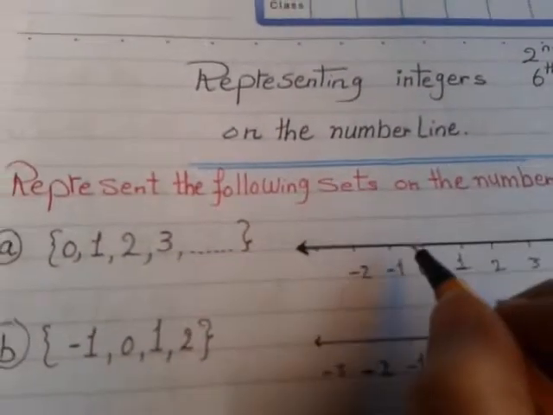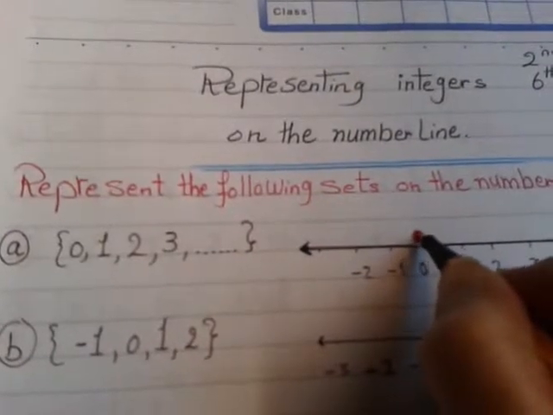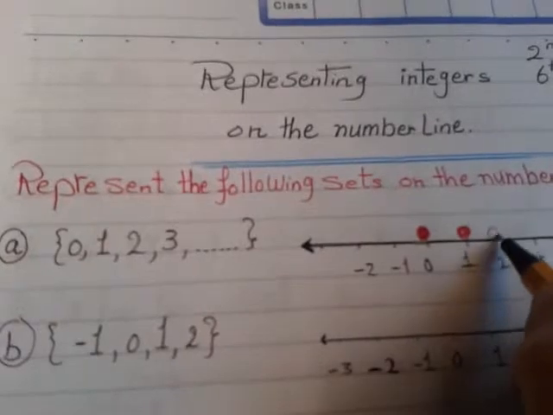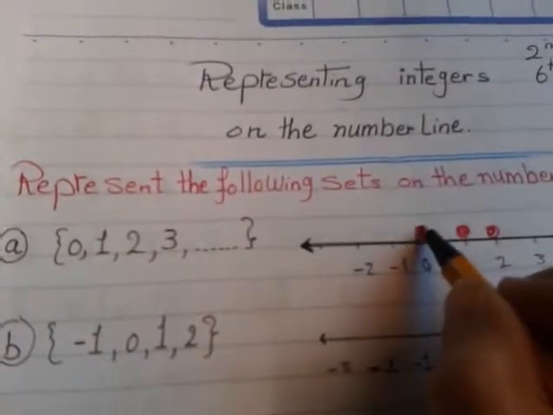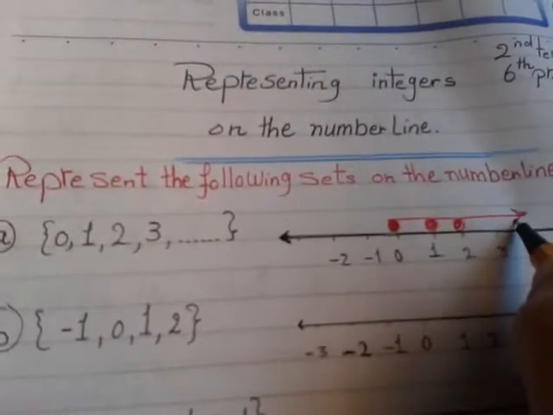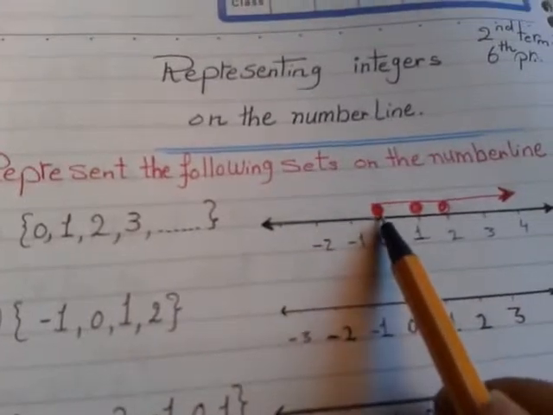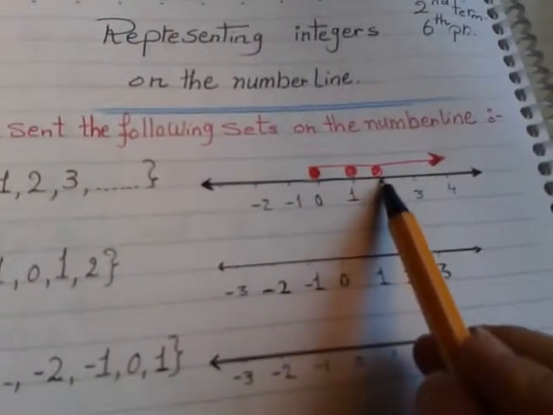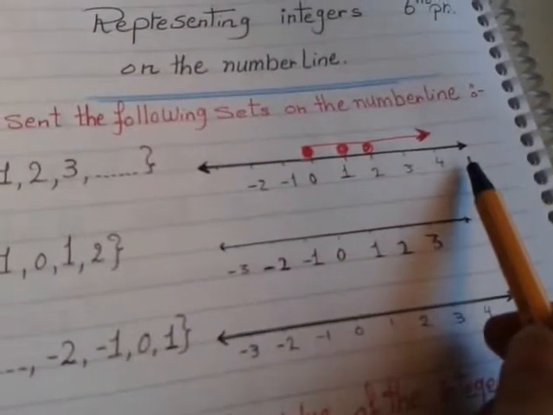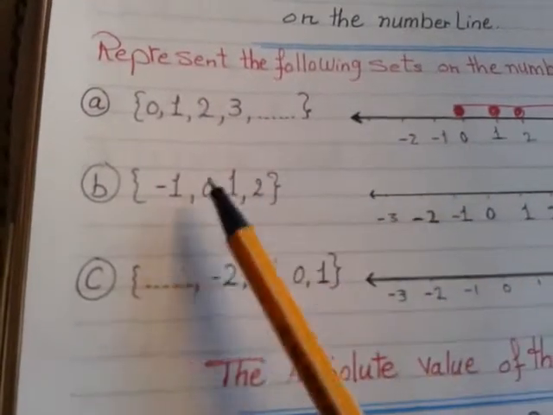So I will start by drawing a circle on 0 like this, and 1, and 2, and join all of them by a very huge arrow like this. Refers to what? Refers to this direction. That means your number line will continue to count all the positive numbers in this form, 3, 4, and 5, and 6, and so on. Let's see the next example.